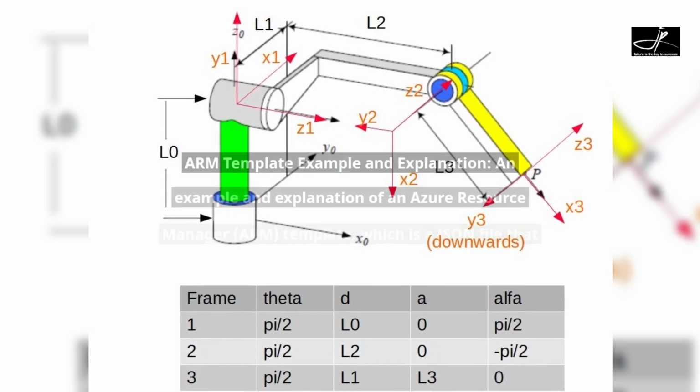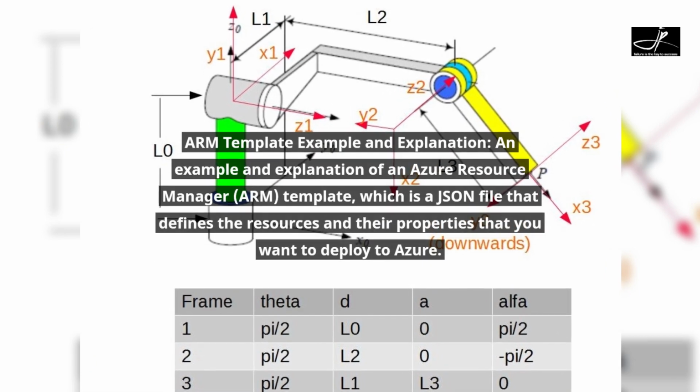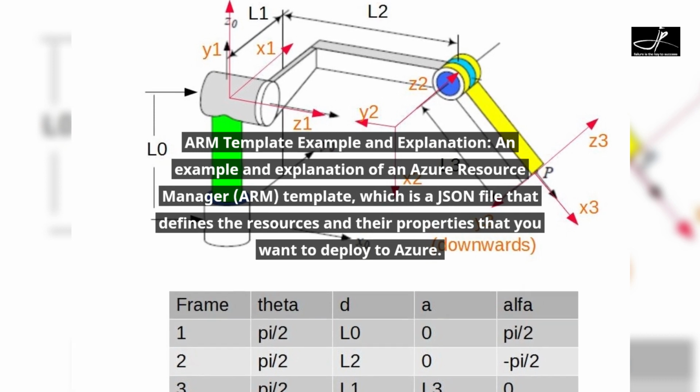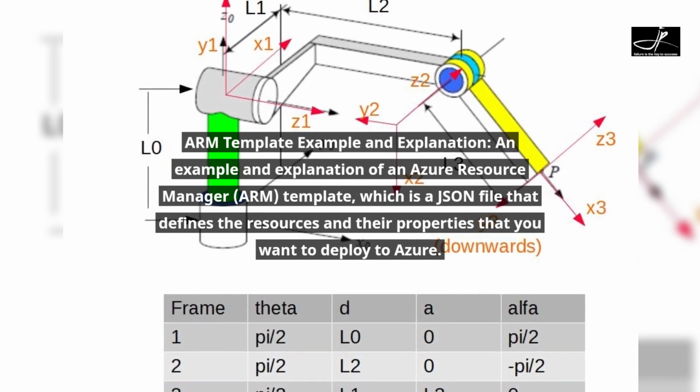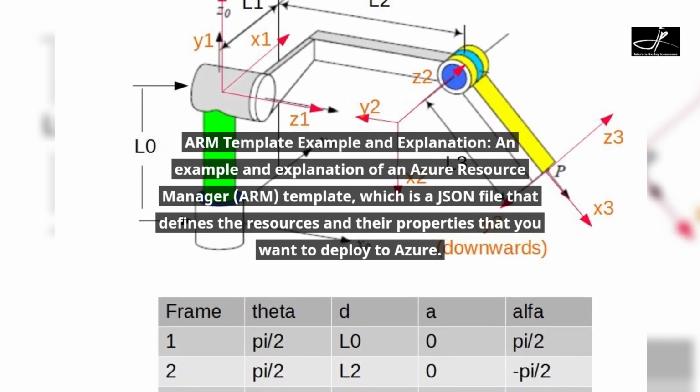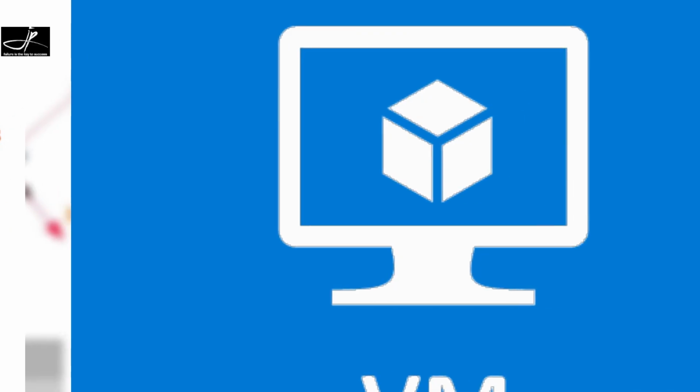ARM template example and explanation. An example and explanation of an Azure Resource Manager (ARM) template, which is a JSON file that defines the resources and their properties that you want to deploy to Azure.